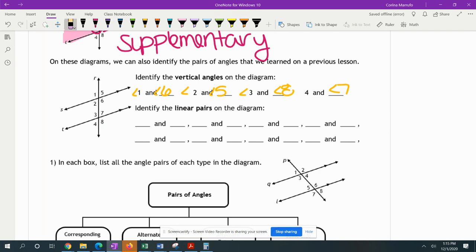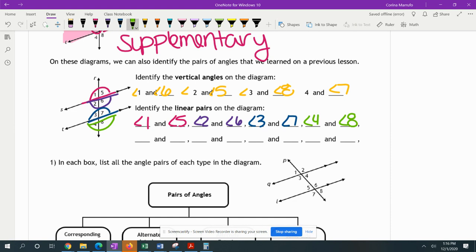We have linear pairs. Now we have a lot of linear pairs. So if you notice, 1 and 5 are on this straight line. So angle 1 and angle 5. Okay, so then that means that 2 and 6 are also a linear pair. And then we have 3 and 7 going this way. So angle 3 and angle 7. And on the bottom end, we have 4 and 8. Angle 4 and angle 8.